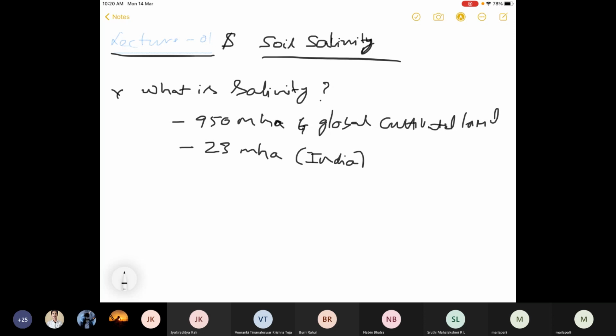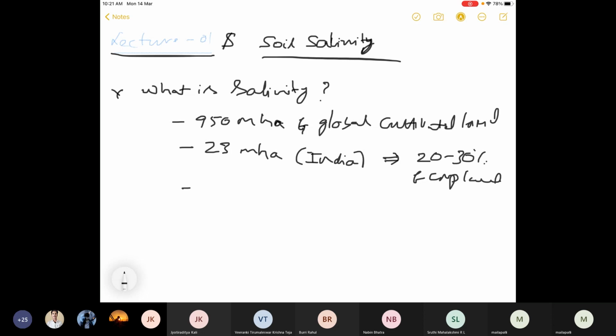I'm talking mostly about the soil salinity due to irrigation, or you can say anthropogenic issues. And in India, the 23 million hectares account for around 20 to 30% of cropland. And this is growing. It has not stopped, it is growing again, right?